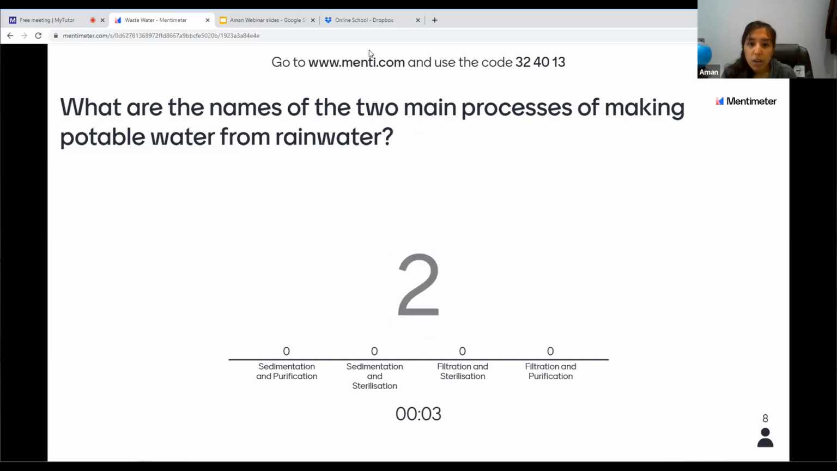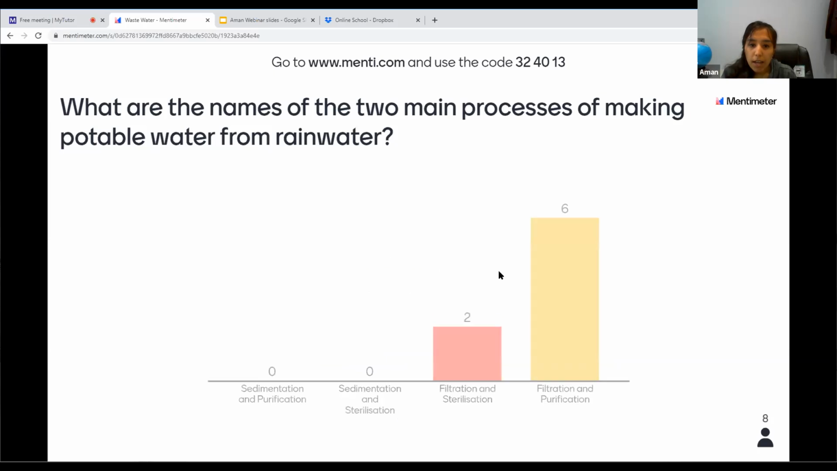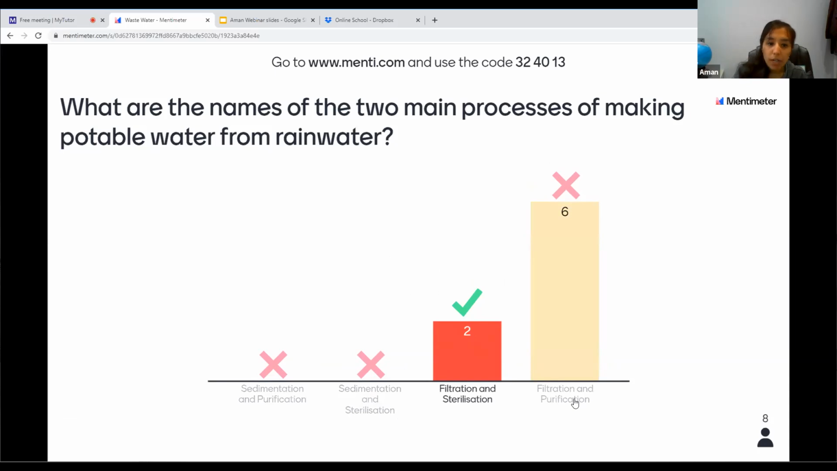Okay, great. So the answer is filtration and sterilization. The reason it's not purification is because the proper word for adding chlorine to water, which is what we usually do, is sterilization. So remember, there are still microorganisms in there. So we call that sterilization when we add chlorine. Technically, sedimentation is one of the stages, but the main stage is filtration, where we remove all the solid particles, and then what we're left with is particles such as biological microorganisms that we kill using chlorine, and that's sterilization.